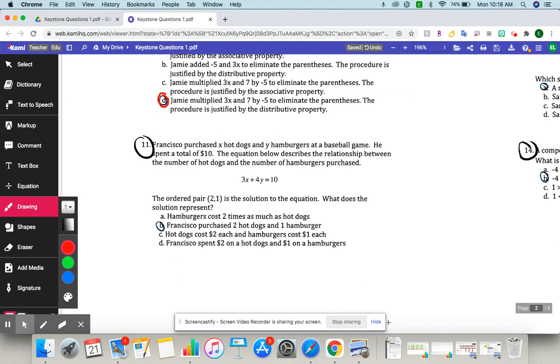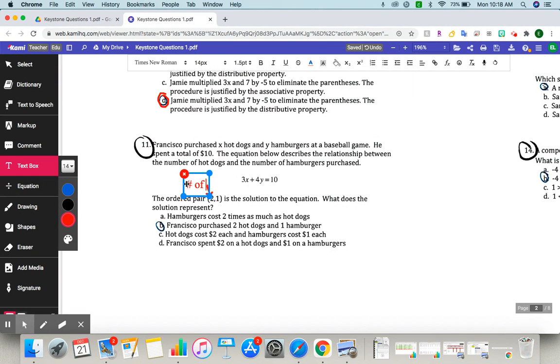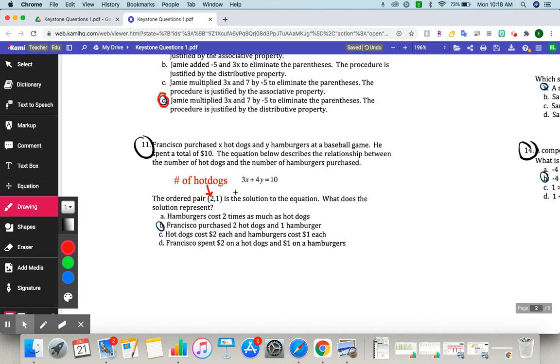In number 11, we are told that Francisco purchased X hot dogs and Y hamburgers at a baseball game, and he spent a total of $10. The equation below describes the relationship between the number of hot dogs and the number of hamburgers purchased. The ordered pair 2, 1 is the solution to the equation. Now this boils down to what do X and Y represent? So 2 represents the number of hot dogs. And 1 would represent the number of hamburgers.